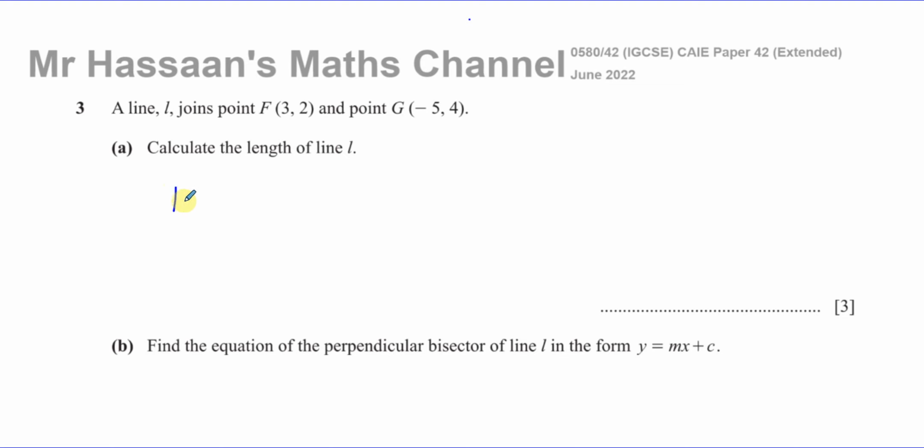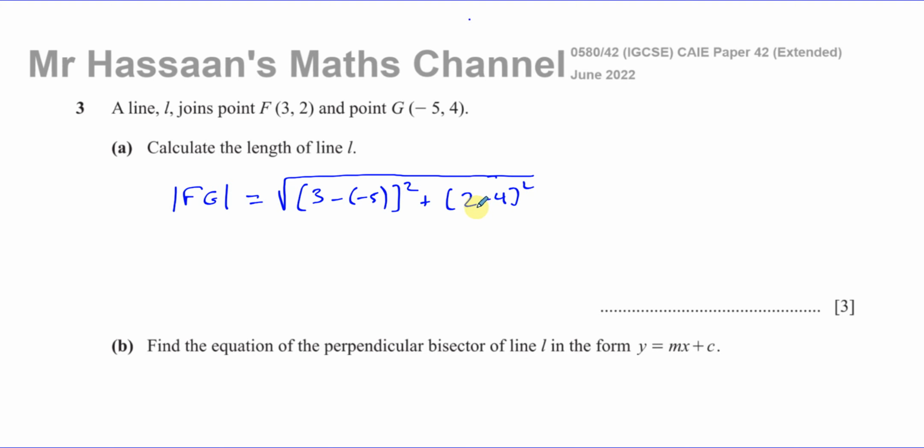So we want to find the distance between F and G, and that's found using the formula which we should know, which is based upon Pythagoras' theorem. It's the change in the x, which here is 3 minus 5, squared, plus the change in the y, which is 2 minus 4, squared, and then square rooted.